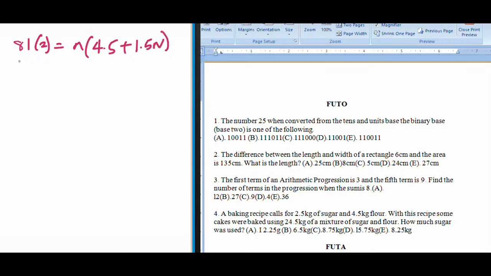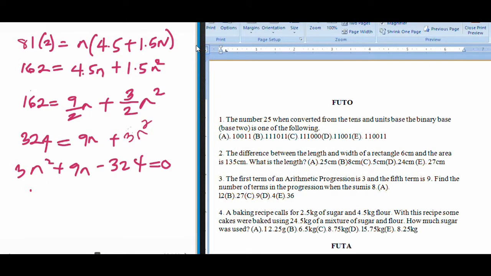Then 81 times 2 will give us 162, and that will be equal to 4.5 n plus 1.5 n squared. Here again is another quadratic equation. Now, if we multiply both sides by 2, which means 162 will be equal to 9 over 2 n plus 3 over 2 n squared. Now, when you multiply by 2, we have 324 equals 9n plus 3n squared.